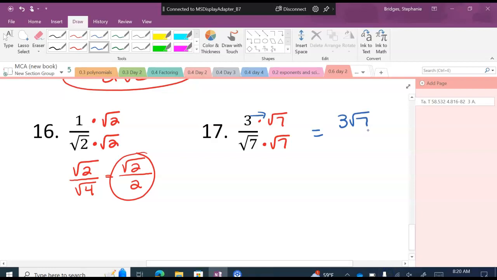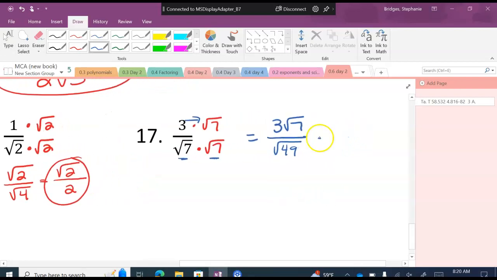Now at the bottom, because they are both under the radical, we can multiply them. 7 times 7 is what? 49. And then I'm going to look at seeing what I can simplify. Does 7 have a perfect square in it? No. And what is the square root of 49? 7. Is there anything I can simplify there? Does the 7 under the radical simplify with the 7 in the bottom? No. So we would leave our answer just like that.